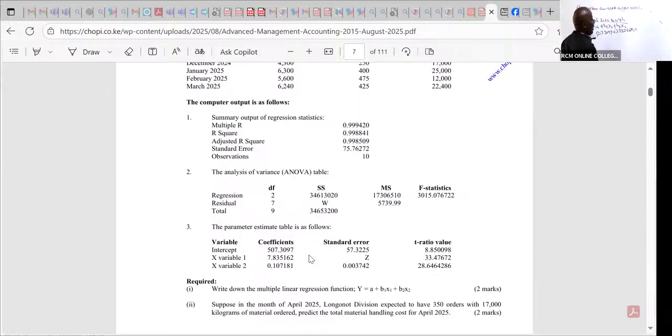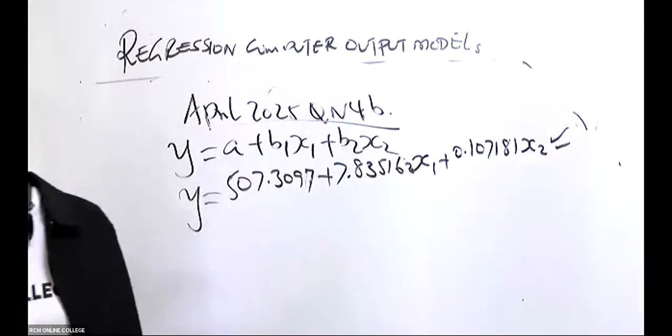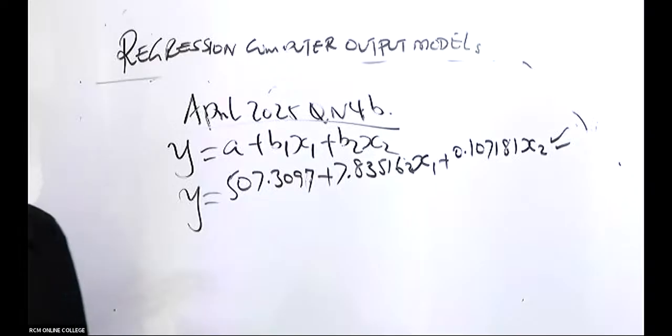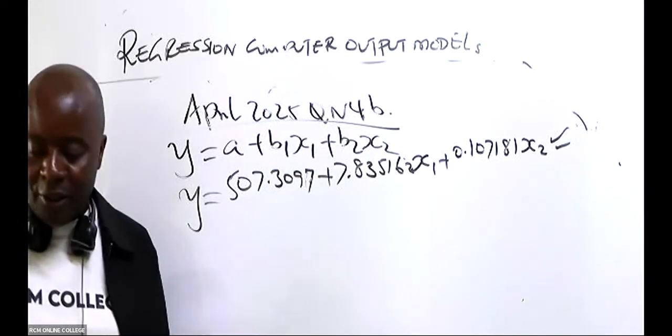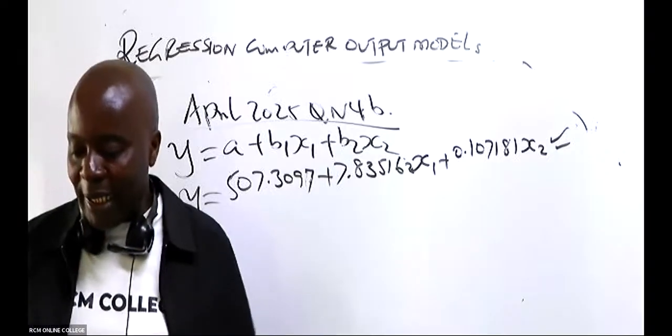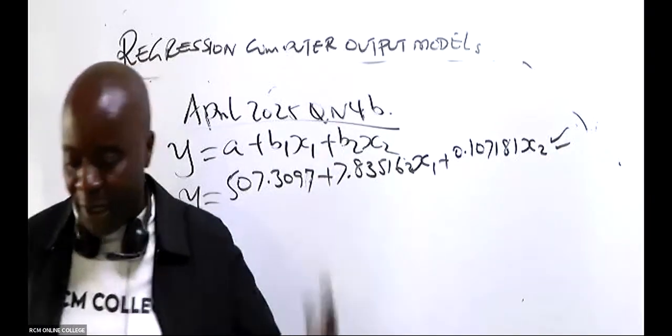X1. Plus, ladies and gentlemen, the third one, which is 0.107181, X2. You have your, how many marks? 2 marks. In an exam, do you think in this case you would have gotten that correctly, ladies and gentlemen? Great. Thank you so much. That is really easy, easy peasy. Great.